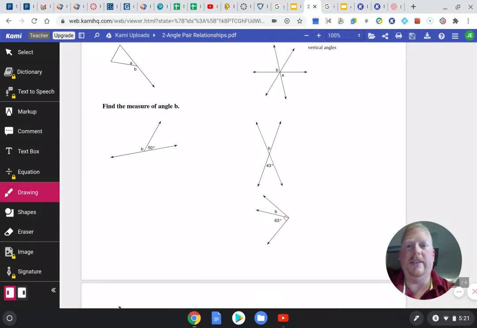So here I know that this angle is 50 degrees. Based off of the linear pair theorem, which says that 2 angles that are linear pairs are always supplementary, I know that these 2 angles have to add up to 180. So if I take 180 and subtract the 50, then I know that angle B is 130 degrees.